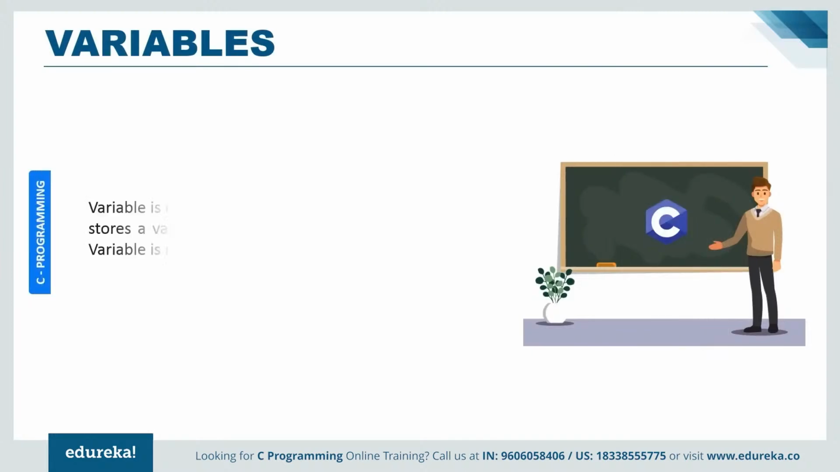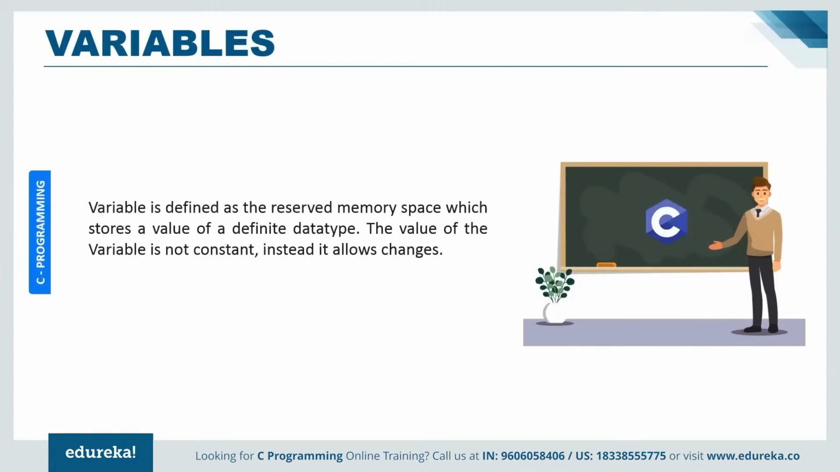Variable is defined as a reserved memory space which stores the value of a definite data type. The value of a variable is not constant. Instead, it allows changes. To understand variables in detail, variables are something similar to identifiers.